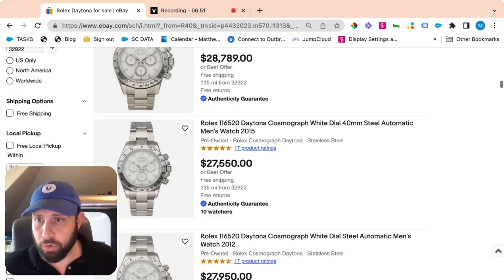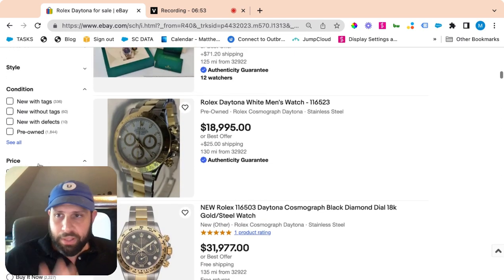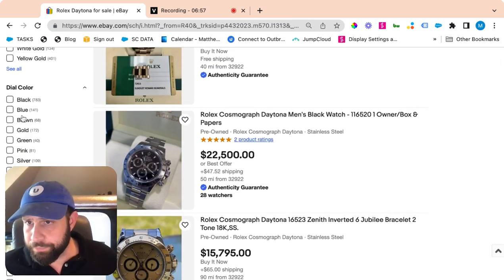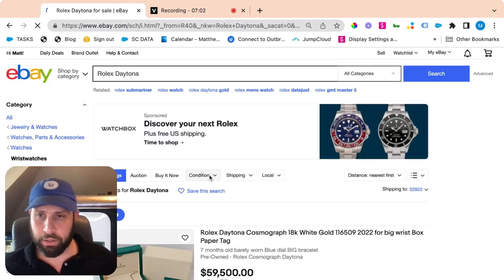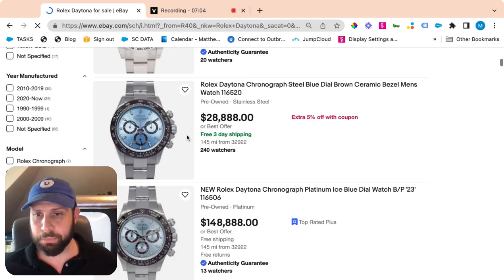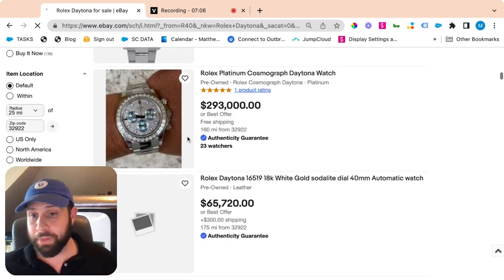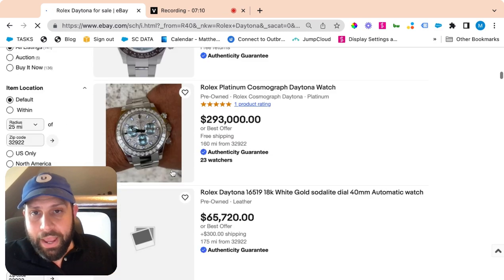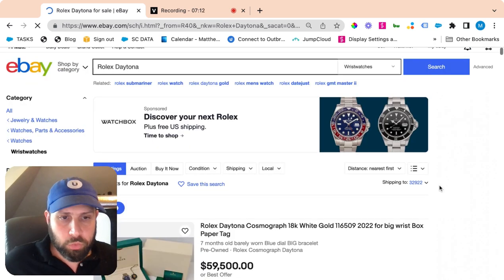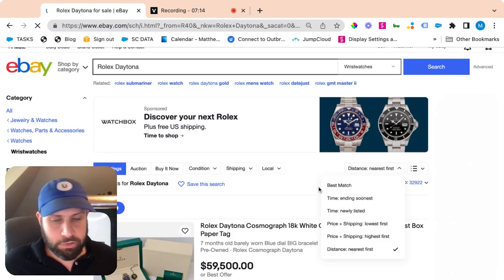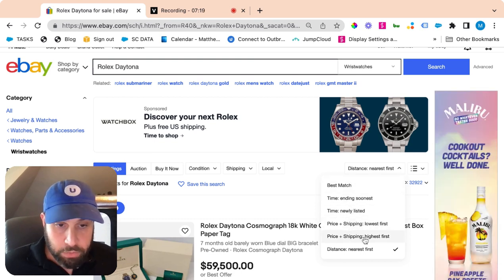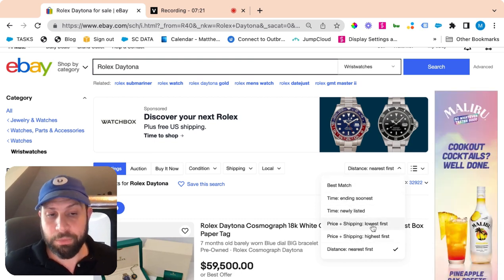Okay, so let's scroll up, and I want to teach you about the left side here. This is important. This is pretty much everything. Now we looked up Rolex Daytona. Now I'm going to say dial color. I know I want blue dial. Now I'm going to be able to see a whole bunch of different blue dials. There'll be a couple of yellow golds, we have platinums, this, that, and the other thing, but you will see the one we're looking at. Now, instead of saying distance nearest first or best match, we don't do that. We say price plus shipping lowest first.